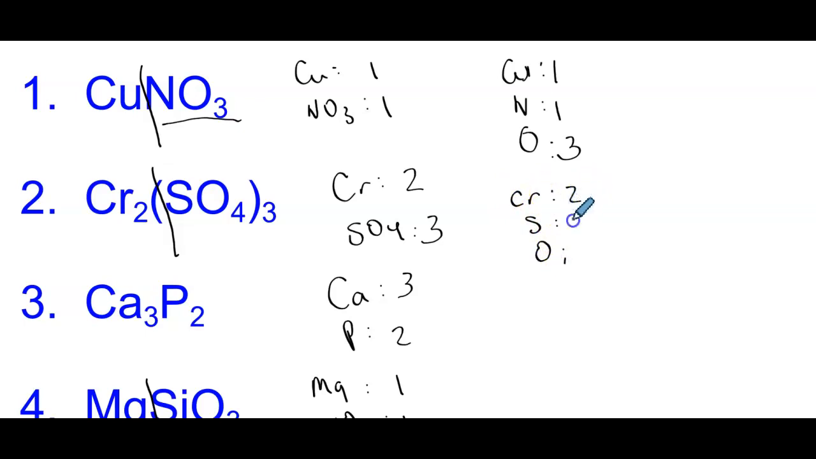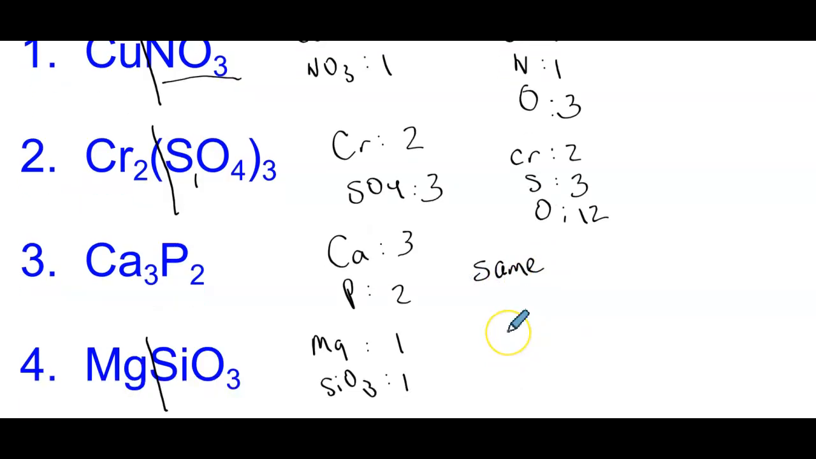Two Cr's, three S's, because this is going to be distributed through, think of there as a one here, so three, and 12 oxygens, because four times three is 12. This is going to be the same, no change, because there's no polyatomic. And then here on this one, we have Mg, S, I, and O, and we have 1, 1, and 3.